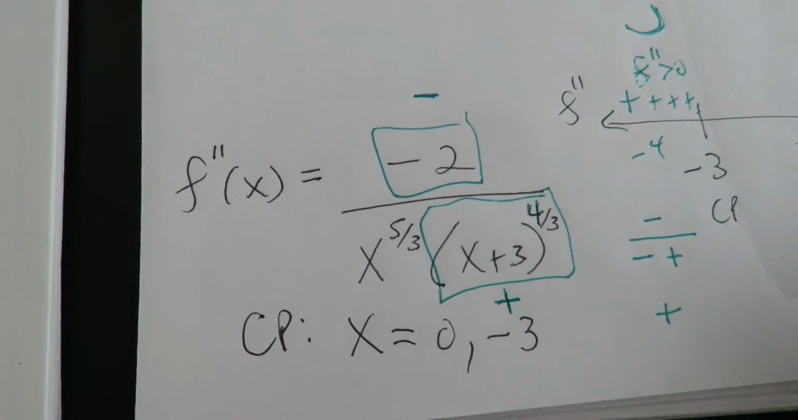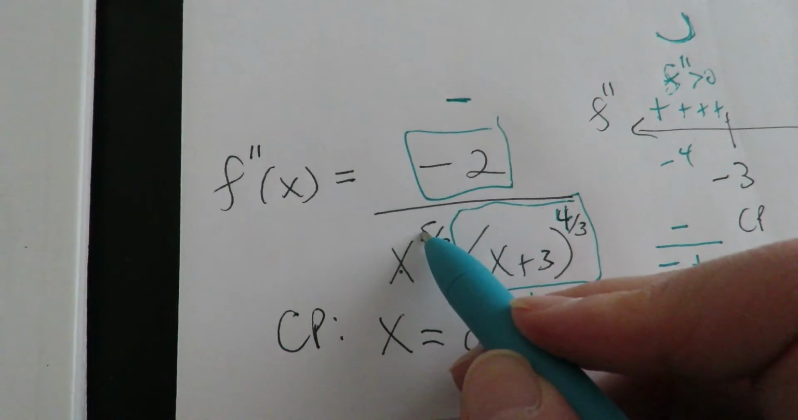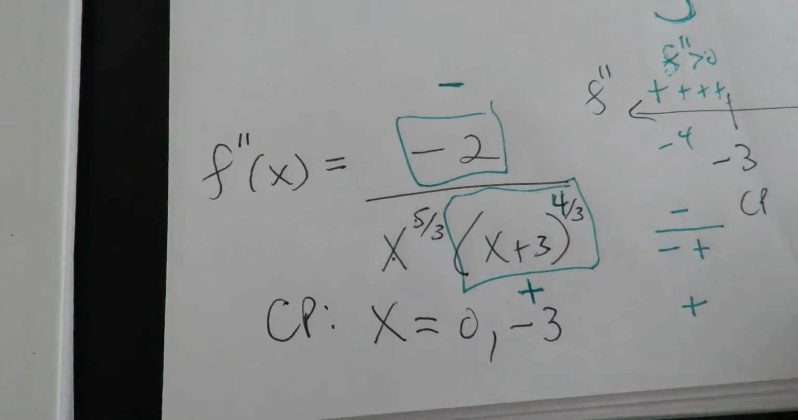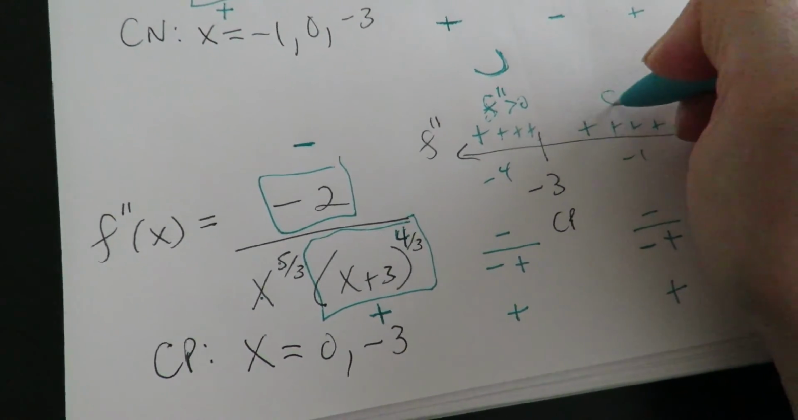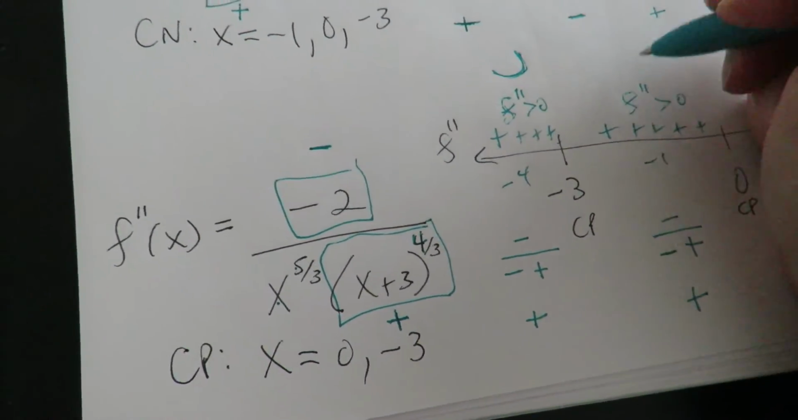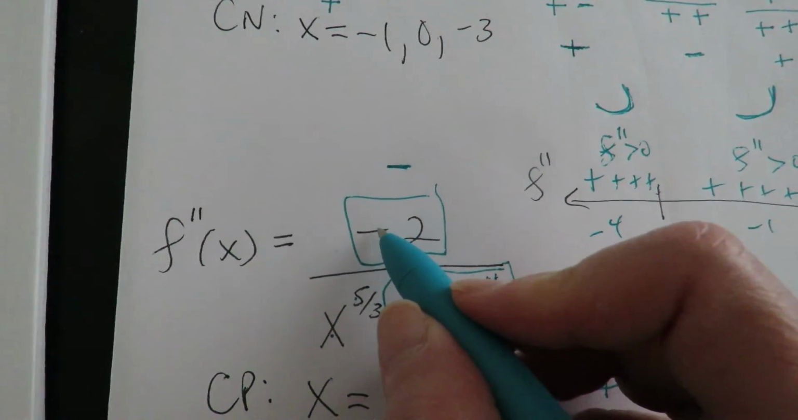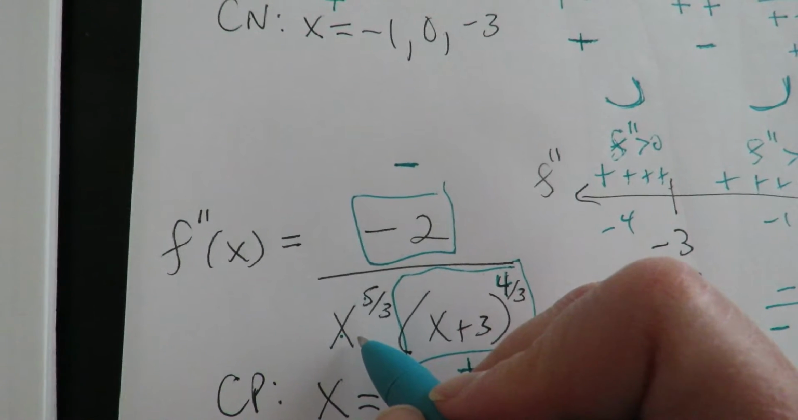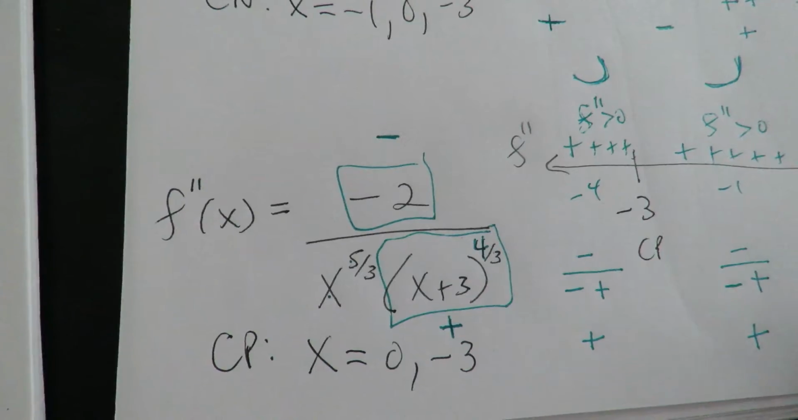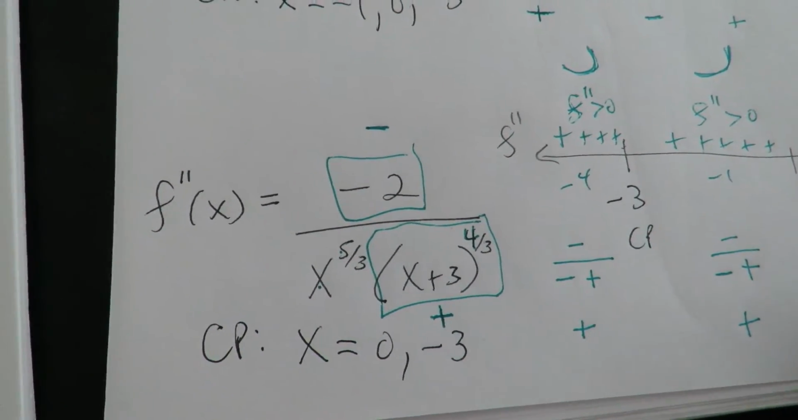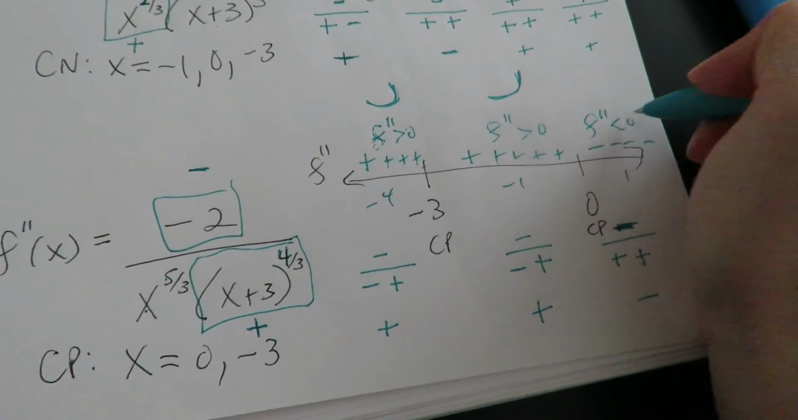If I plug in a -1, that's going to be negative. Again, if you put a negative and you cube root it and raise it to the 5th power, that's going to stay negative. So this guy's positive. This guy's also concave up. Okay, if I put in a 1, that's negative, that's positive. This is going to be positive. So it's a negative over a positive, which is negative. Concave down.